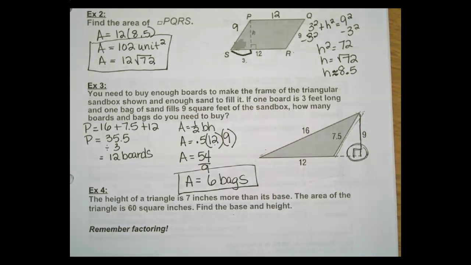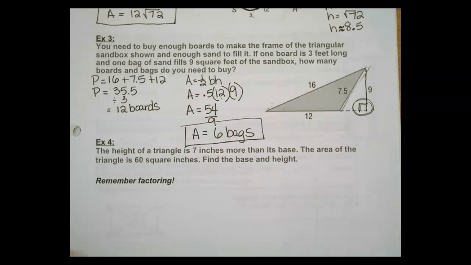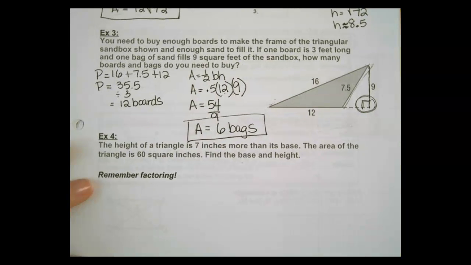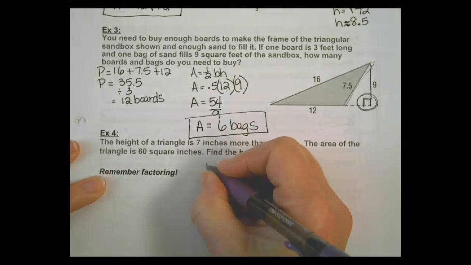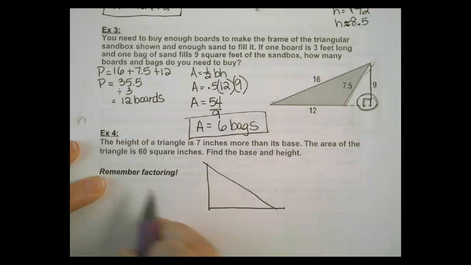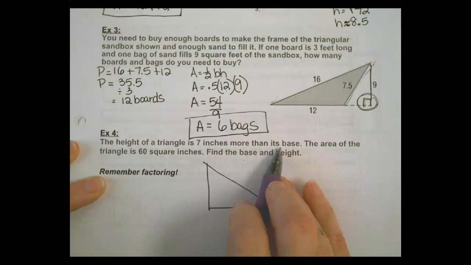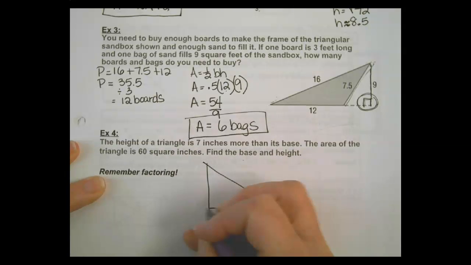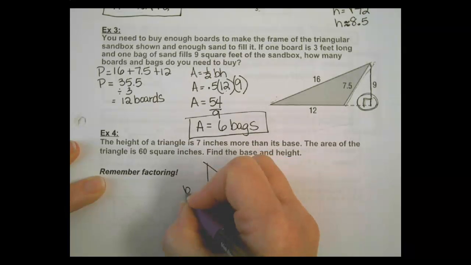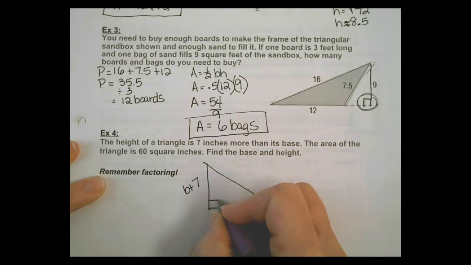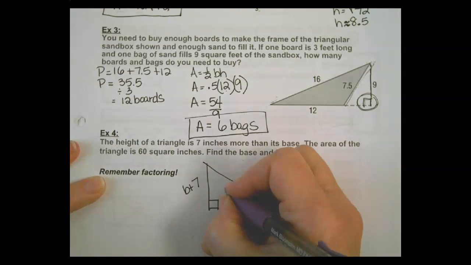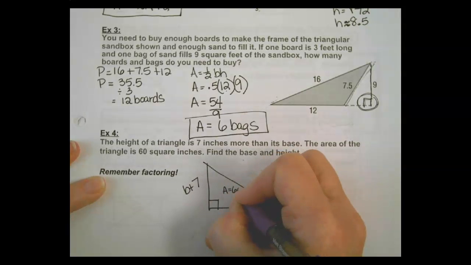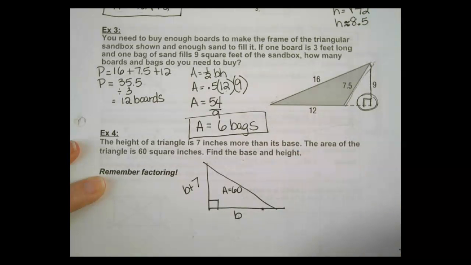All right, let's take a look at this. The height of a triangle is 7 inches more than the base. So we've got a triangle here. So here's my base. The height is 7 more than that base. Okay, the area of the triangle is 60. Find the base and height. Well, that looks like fun.